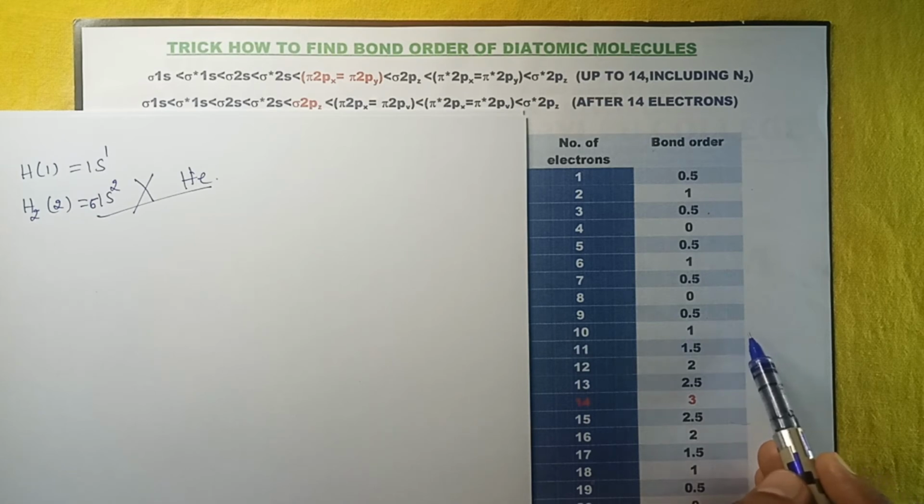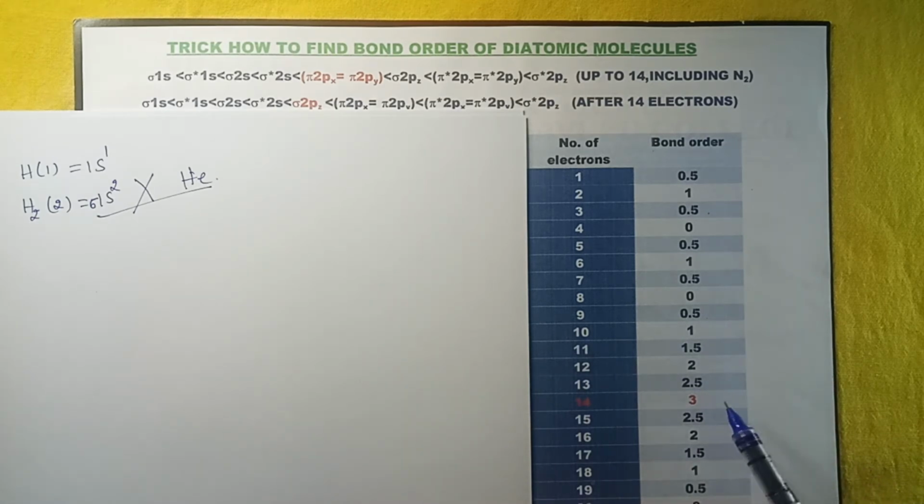Then after 10, increase the bond order by 0.5 up to 14. Means 1, 1.5, 2, 2.5, 3. Just stop here. From 14, just decrease the bond order by 0.5 up to 20. Means 3, 2.5, 2, 1.5, 1, 0.5, 0.